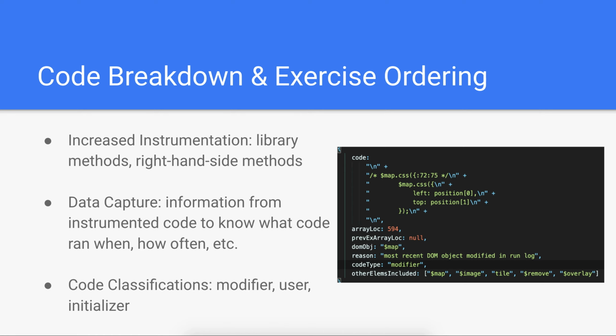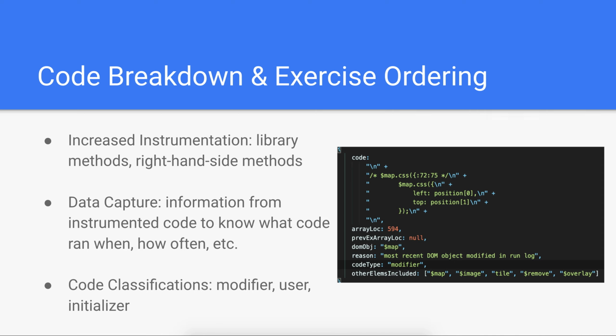So things like map.css. Map.css is actually a jQuery library method, but we're able to instrument over that. So you don't have to instrument over all library source code, but you do instrument over the library code that's included in the programmer written code, or that the programmer writes on top of.